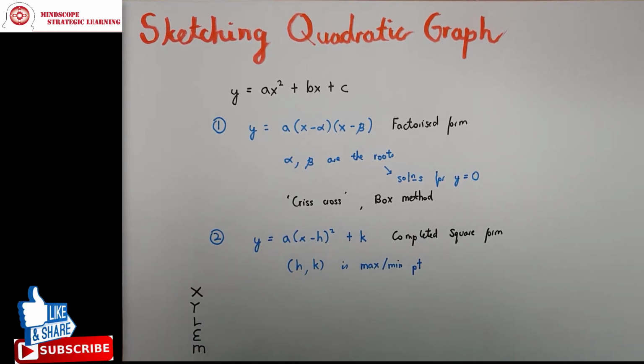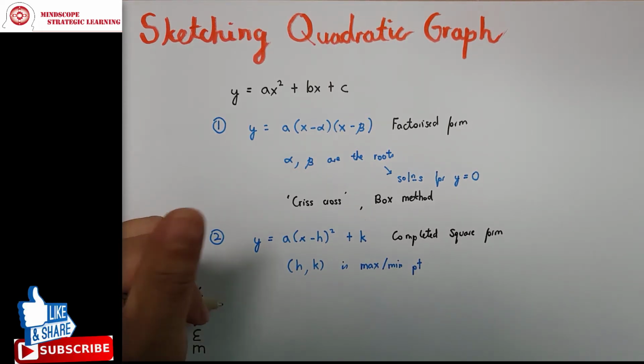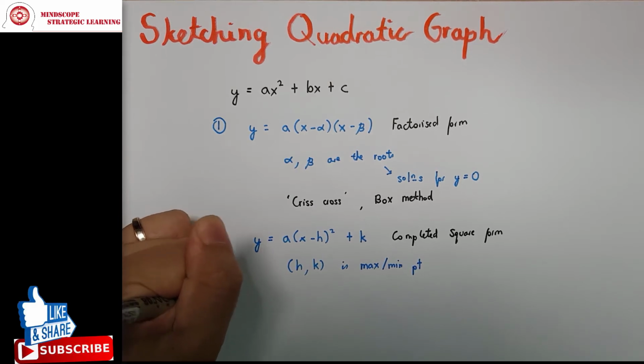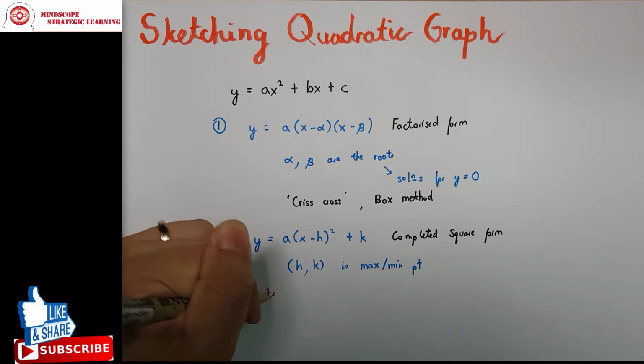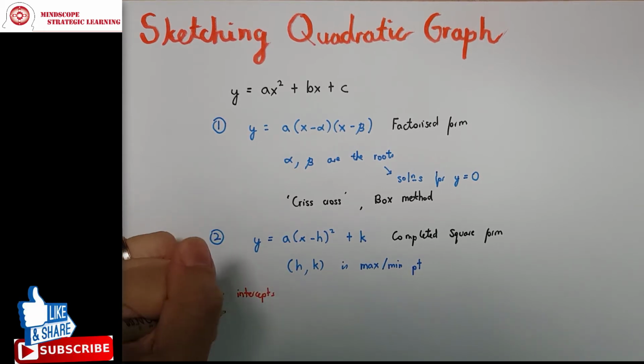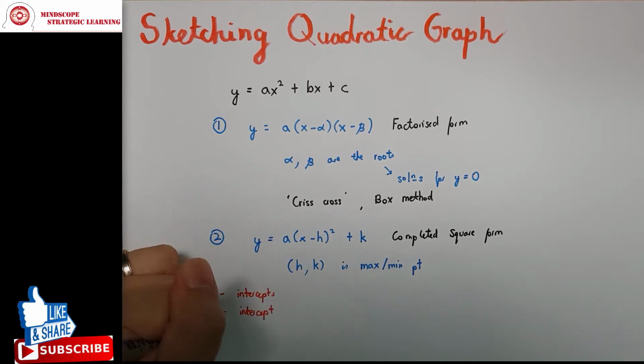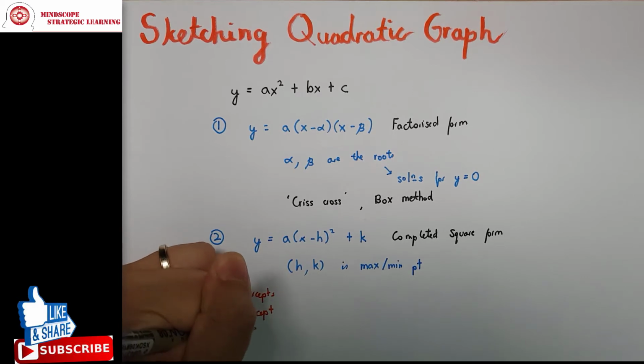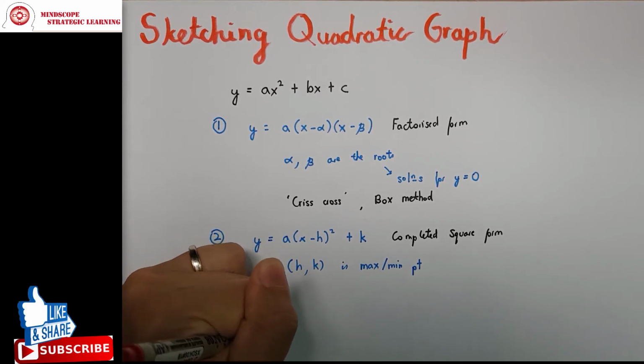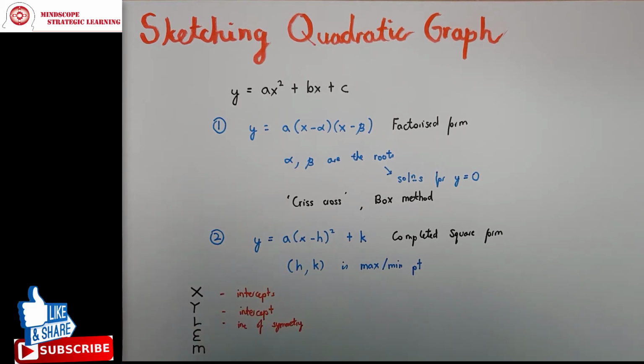Now, what does XYLEM represent? X represents the x-intercepts. Y represents the y-intercept. L represents the line of symmetry. And E represents n-fold.